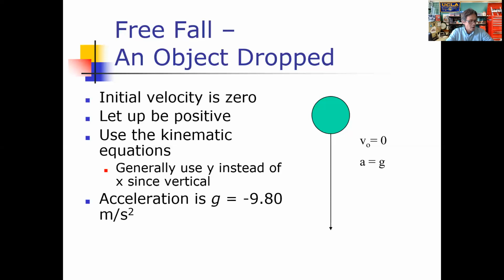Let's get started with where we left off yesterday, when we were talking about free falls. We were talking about a free falling object, and I defined a free falling object as an object that is falling towards the Earth. Actually, we define it as falling towards the center of the Earth, from a position above the center of the Earth.